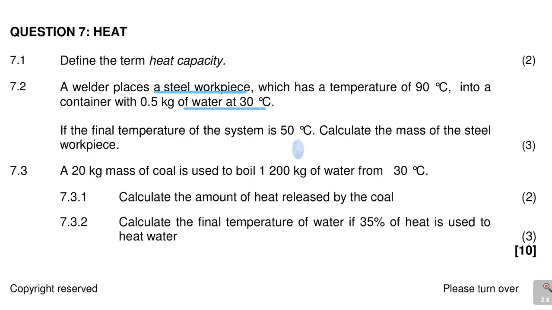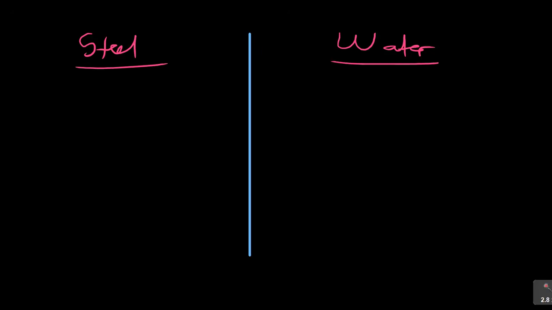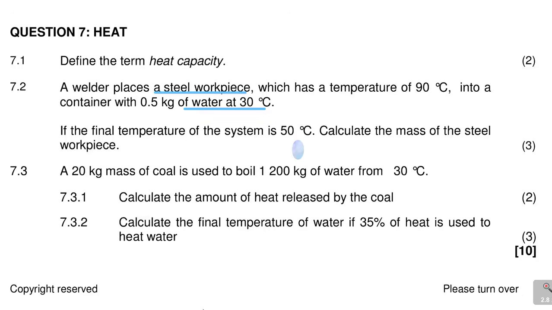So if I can have steel this side and I get all the information, and I can have water this side and I get all the information. It's good if ever you have to write it in different forms, so that you can see. It says a welder places a steel workpiece with a temperature of 90 degrees.